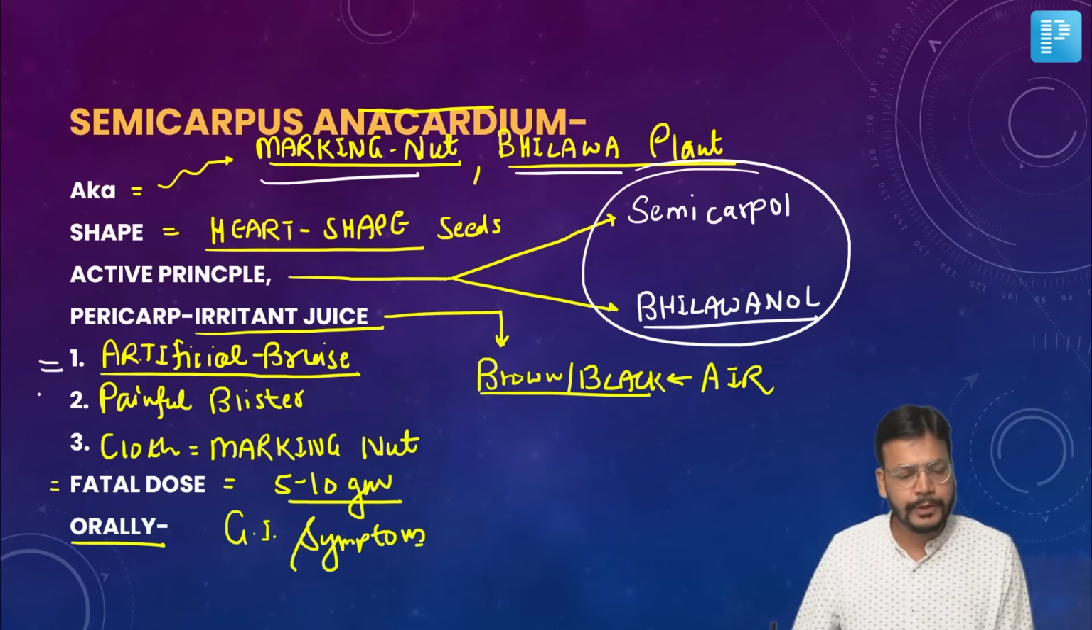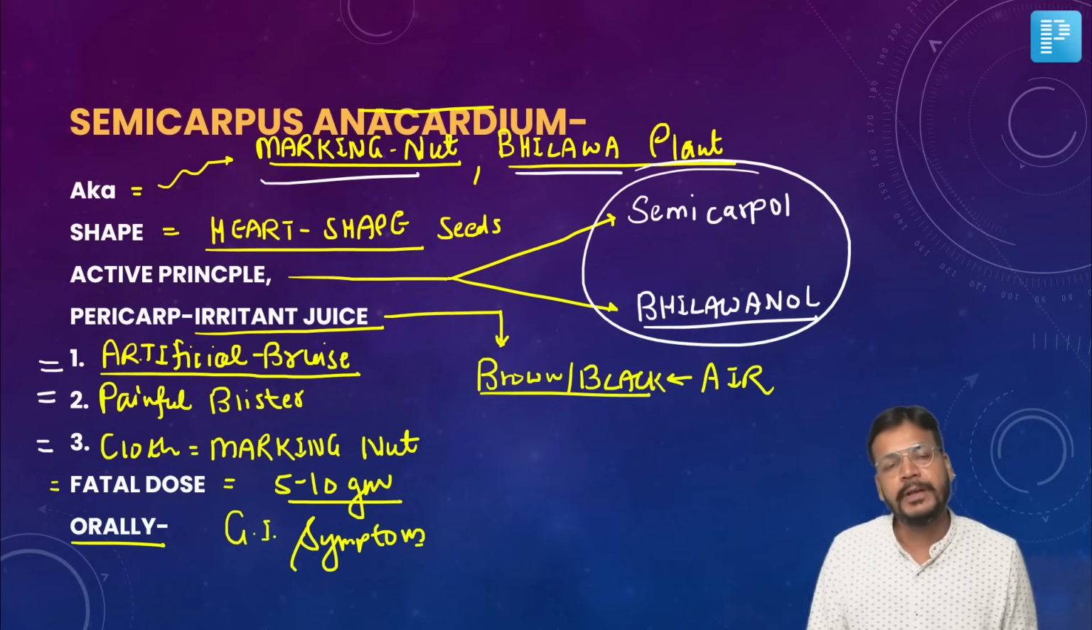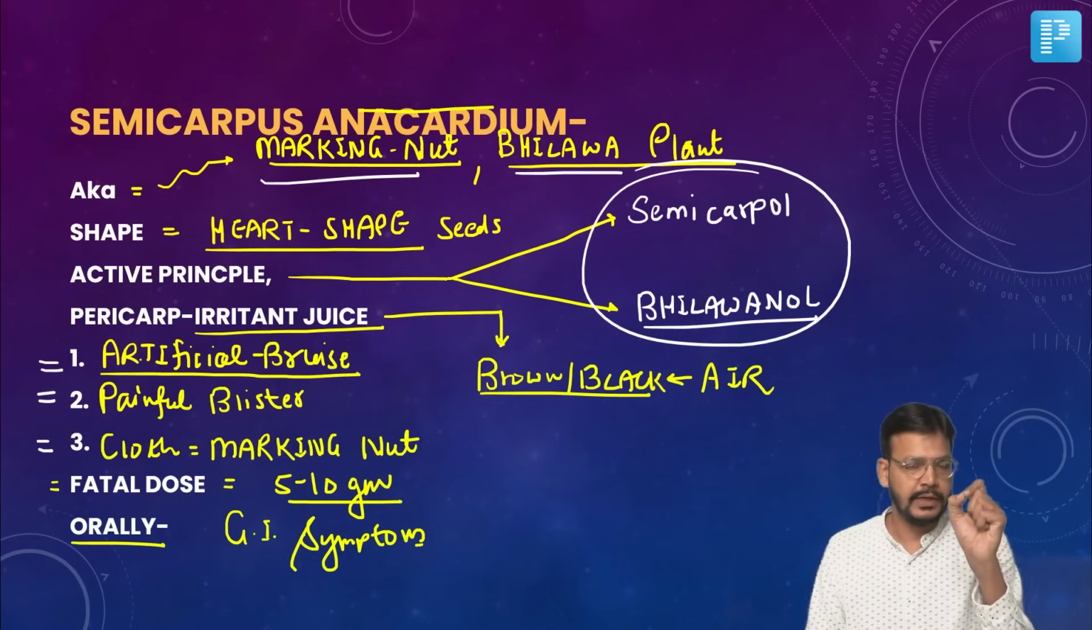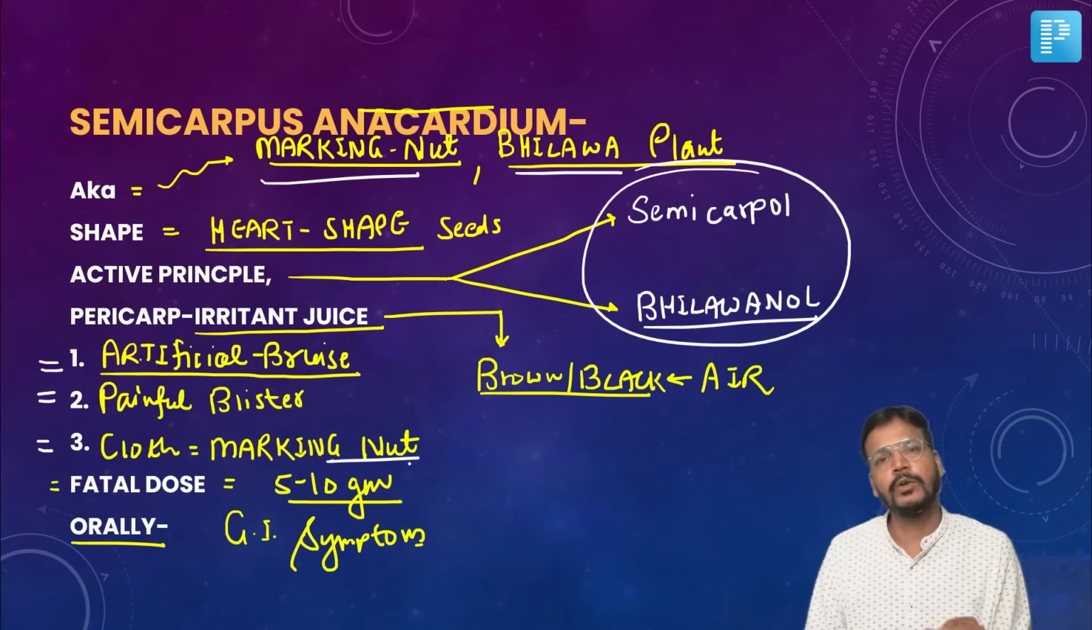It is used to produce artificial bruise. It is used to produce painful blisters, and it is enclosed. It is used for marking. That's why it is known as marking nut. Fatal dose is 5 to 10 gram.